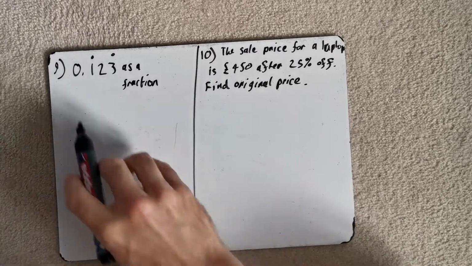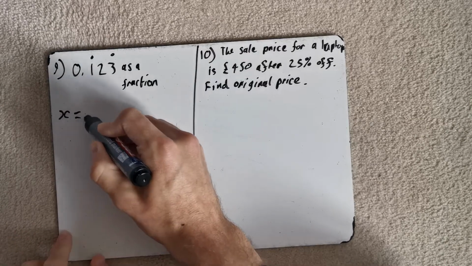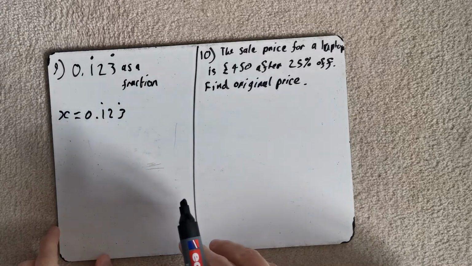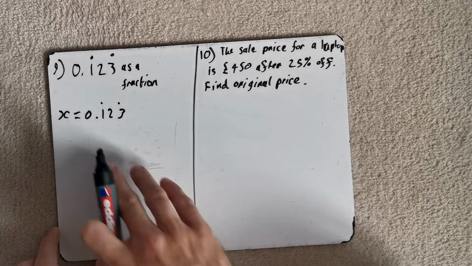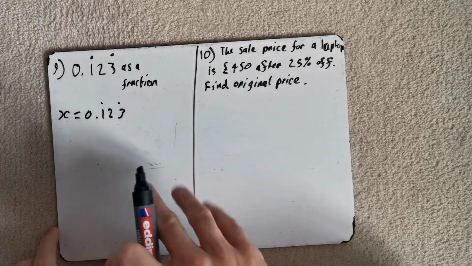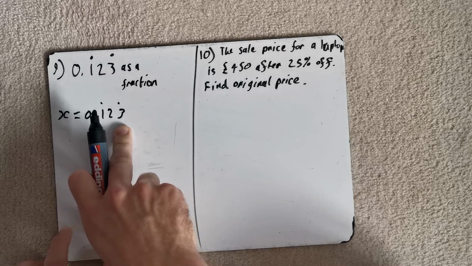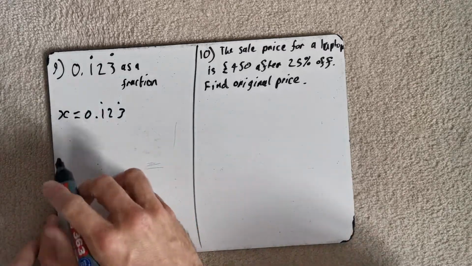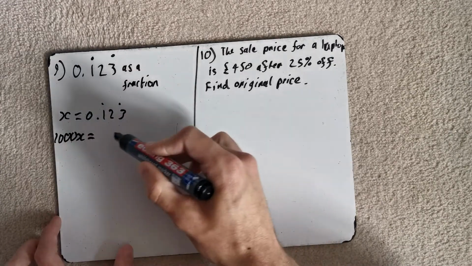So this one, we have 3 recurring places. Let's call 0.123 recurring x first of all. If we're wanting to find it as a fraction, we need to make another number where we've got this recurring in the same decimal places. So if we times it by 1,000, we're going to get that.